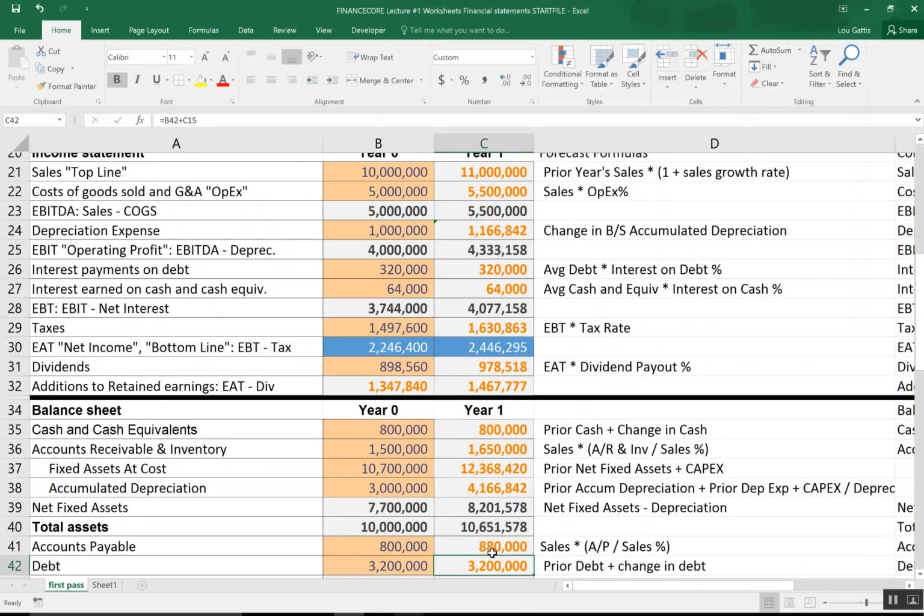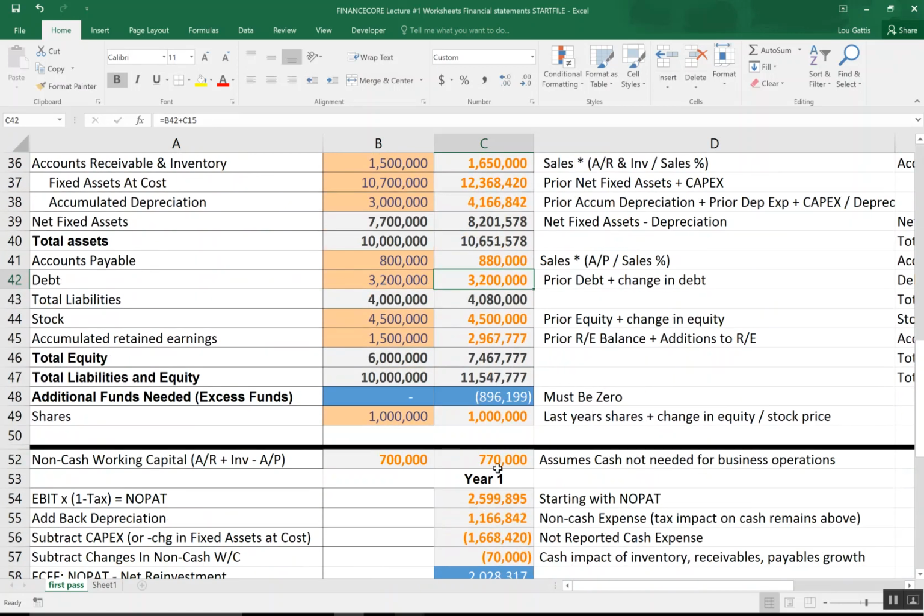You could also do that as a percentage of cost of goods sold, but we're going to do sales. Our debt is going to be unchanged, last year's value plus the change in debt, which is 0. Our stock, last year's stock plus change in stock, is 0. Accumulated depreciation, again, that's the link from the income statement. There's our total equity, total liabilities and equity.